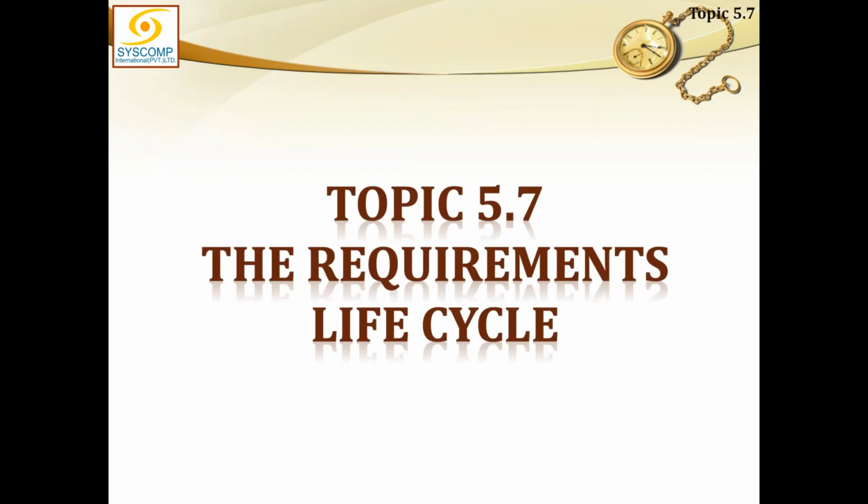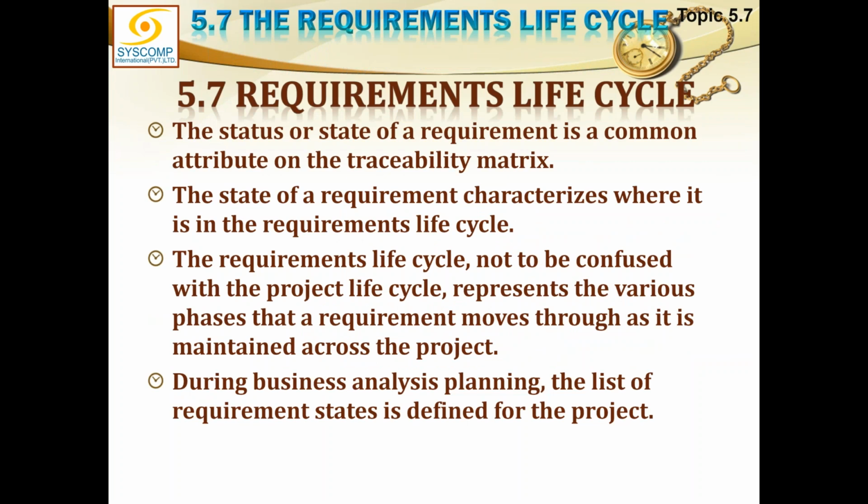Next is the requirement life cycle. The status or state of requirements is a common attribute on the traceability matrix. The state of a requirement characterizes where it is in the requirement life cycle. The requirement life cycle, not to be confused with the project life cycle, represents the various phases that a requirement moves through as it is maintained across the project. So, the phases of the requirement are different from the phases of the project.